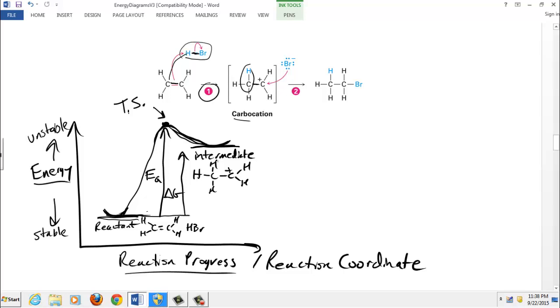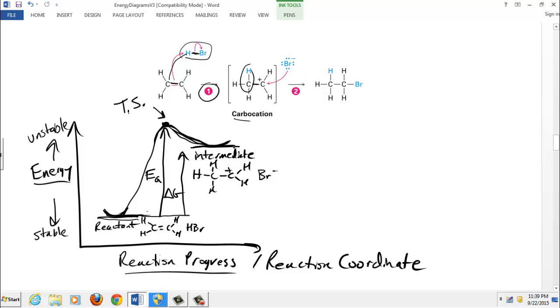We got this intermediate, and it's highly reactive. Oh, and I forgot one other intermediate. We have the bromide ion. Okay, next step, opposites attract. Cation meets anion, and we make a product that's neutral.